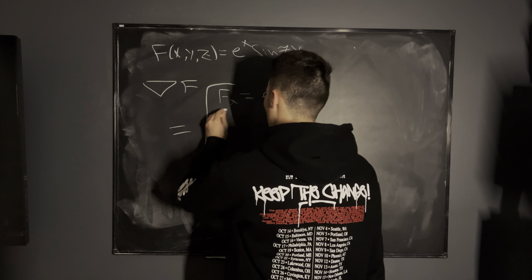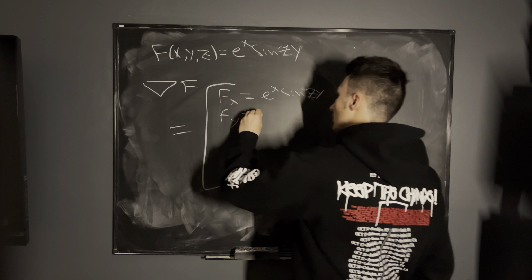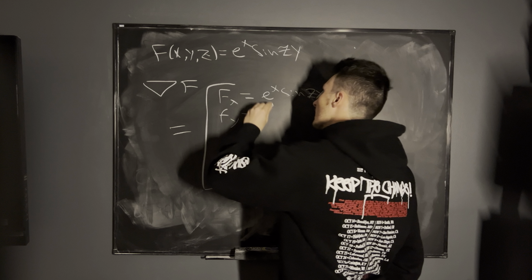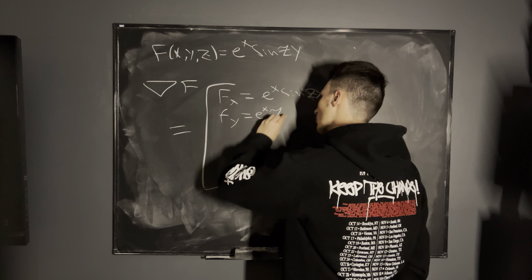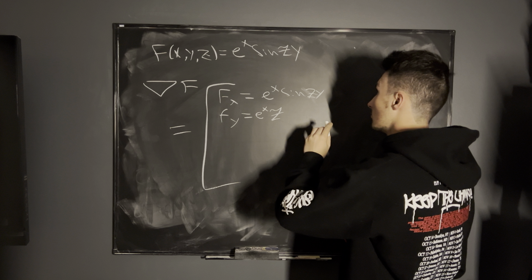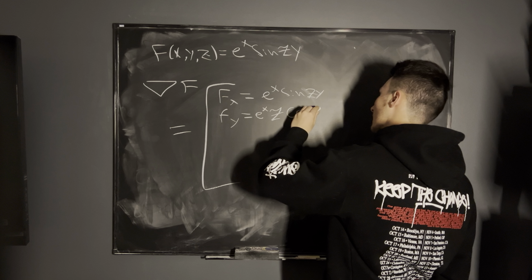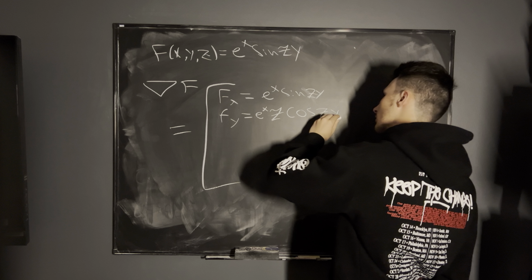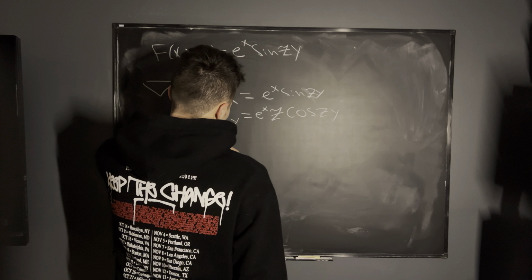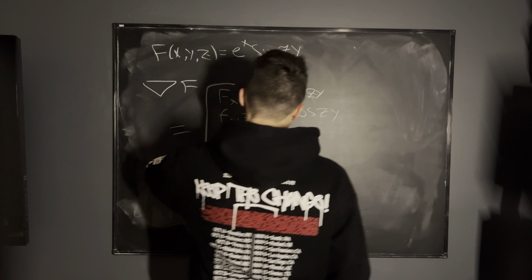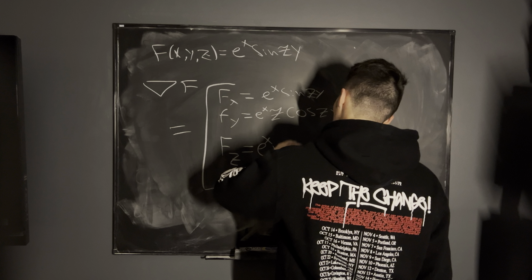Then it'll be fy, which in this case is going to be e to the x, and then we pull out that z. Cosine zy. Okay. And the last one is just going to be fz, which will be identical, except our z and our y are going to be swapped out.